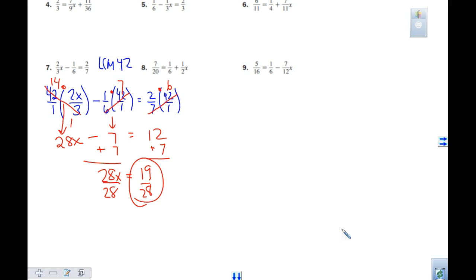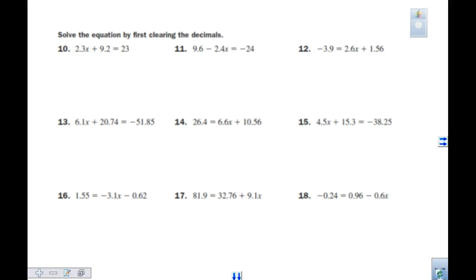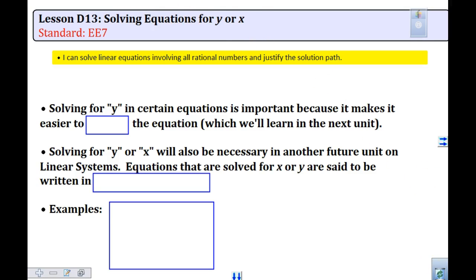Okay, so since there weren't other questions, I would like you to turn to your notes to D13. That was yesterday. There weren't any notes on D12 because it was just like practice. So tonight and tomorrow we'll be working on D13.